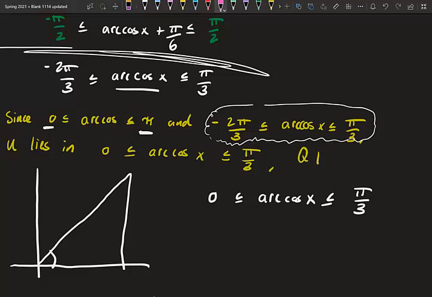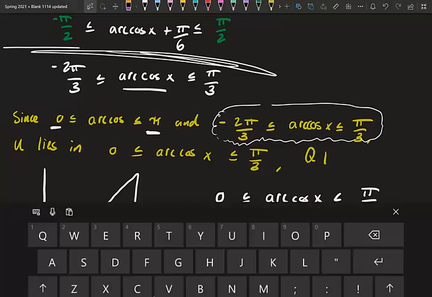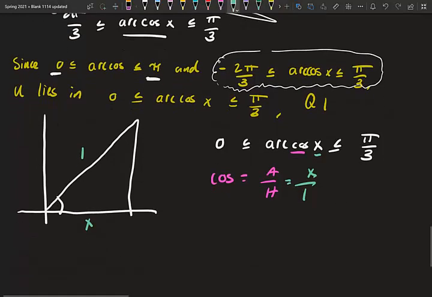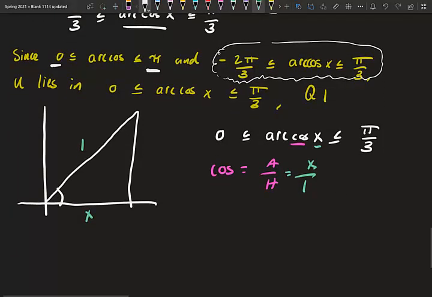So we have a cosine function, and we have a value. It's x. Remember, cosine is adjacent over hypotenuse, and we're given x for that cosine, so x over 1. So the adjacent is x, the hypotenuse is 1. Now we need to find the other missing side, so we use the Pythagorean Theorem. Using the Pythagorean Theorem, our missing side is the square root of 1 minus x squared.